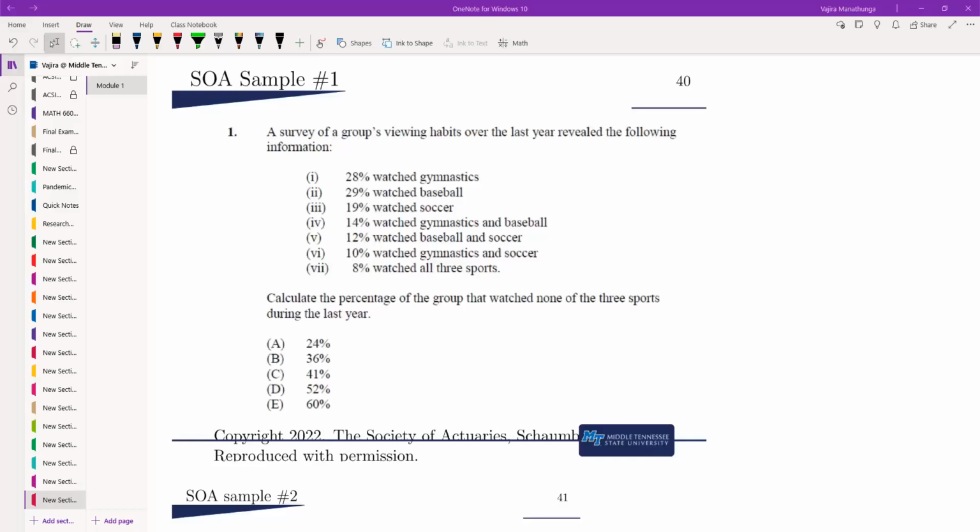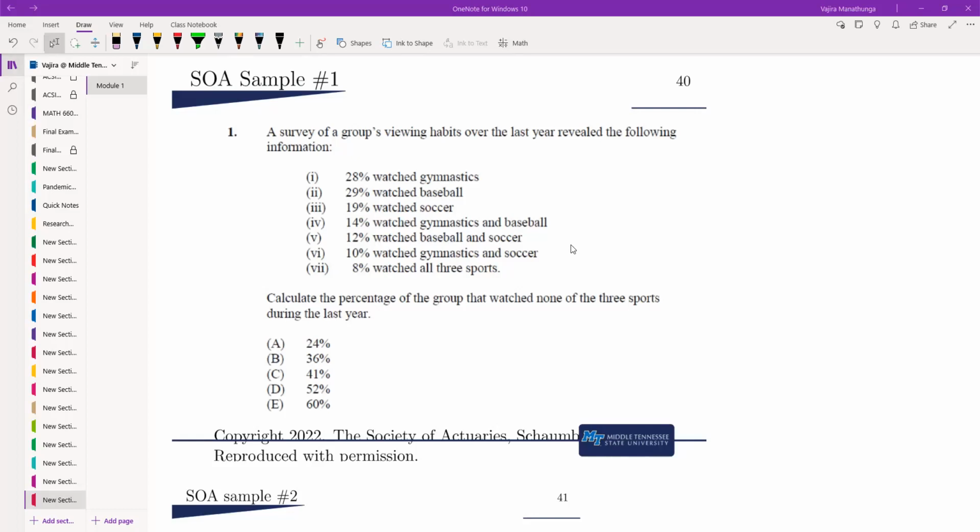Hello everyone. Today we are going to do some SOA sample problems related to module 1. Here we are going to do around 4 to 5 problems, so you can understand how to apply the concepts you learned in module 1. Please take a moment and read problem 1.